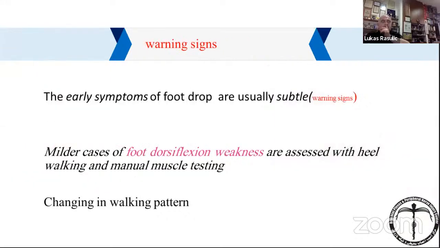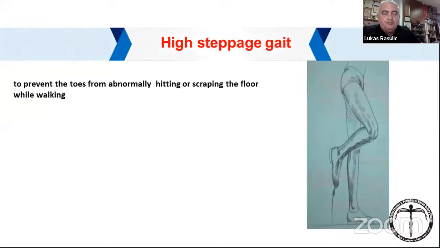Sometimes the early symptoms of foot drop are subtle. This is a warning sign. In milder cases, foot dorsiflexion weakness is assessed with walking and manual muscle testing. What is important is the walking pattern, or gait changes, to compensate for the weakness in the foot muscles. And what is this warning sign? You see that high steppage gait is an abnormality in gait due to foot drop.